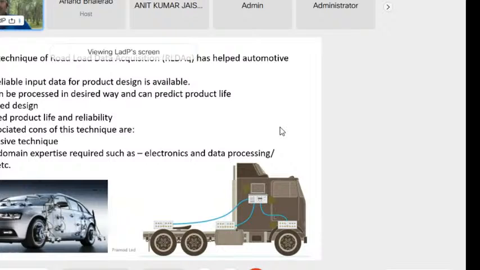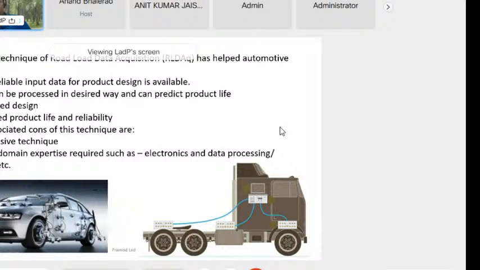Some associated cons of this technique are that it is expensive and different domain expertise is required, such as electronics, data processing or statistics. You can see a couple of pictures there of a car. You can see it is fitted with all kinds of sensors and wires at all possible locations. Similarly, you can see a truck, where it's just a schematic diagram which represents the road load data acquisition process.